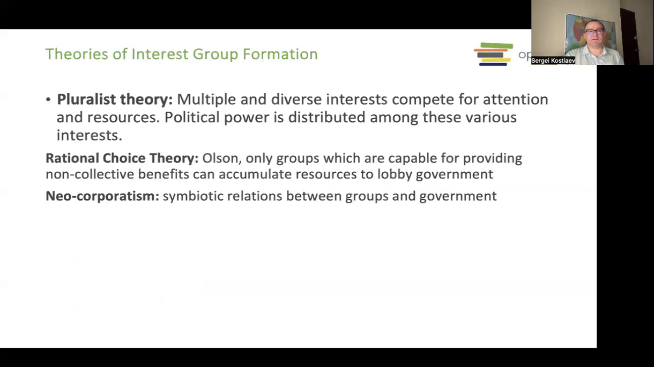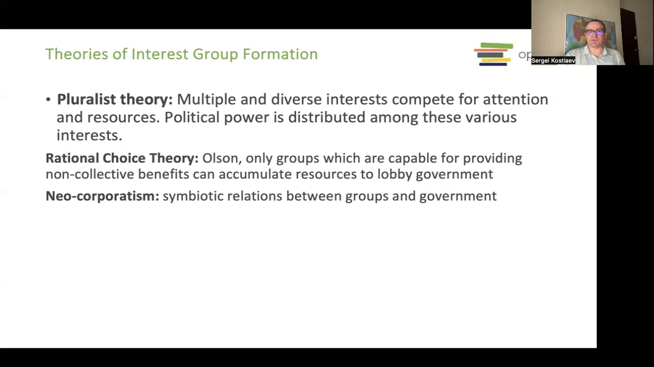There are different theories of interest group formation. One theory was developed by Arthur Bentley and David Truman, and the idea is that if you have some kind of interest in society, that interest is able to organize somehow, and we have all kinds of groups which are represented in government, whose voices are heard in government. Bentley published his seminal book in 1908, and David Truman in the 1950s. So it's kind of an old theory.